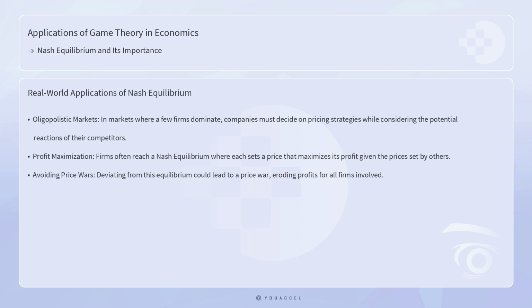The importance of Nash equilibrium extends beyond theoretical models and has real-world applications in various economic contexts. For instance, in oligopolistic markets where a few firms dominate, companies must decide on pricing strategies while considering the potential reactions of their competitors. In such markets, firms often reach a Nash equilibrium where each sets a price that maximizes its profit given the prices set by others. Deviating from this equilibrium could lead to a price war, eroding profits for all firms involved.